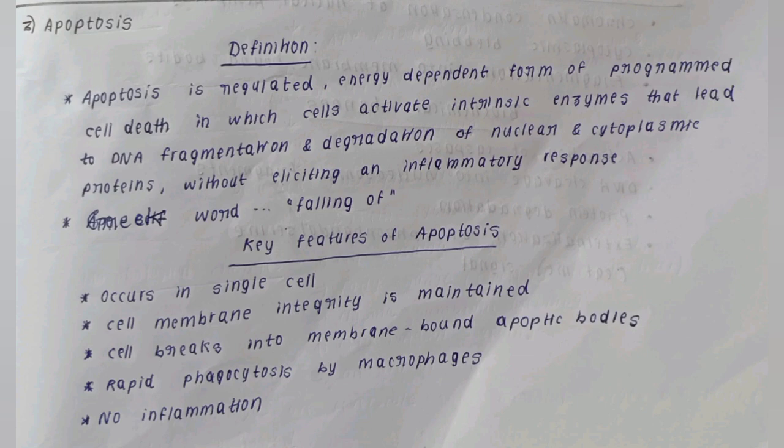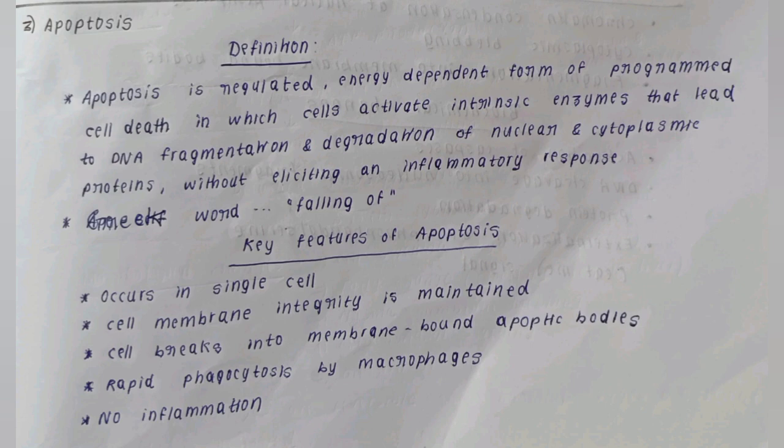What are the key features of apoptosis? It occurs in a single cell, cell by cell. Cell membrane integrity is maintained. The apoptotic bodies which have been released do have the membrane. So cell membrane integrity is maintained, but in necrosis it was not maintained. All those things would come out and the inflammation was occurring. So the cell breaks into membrane bound apoptotic bodies. That's what I just said, that the apoptotic bodies which are released also have membranes.